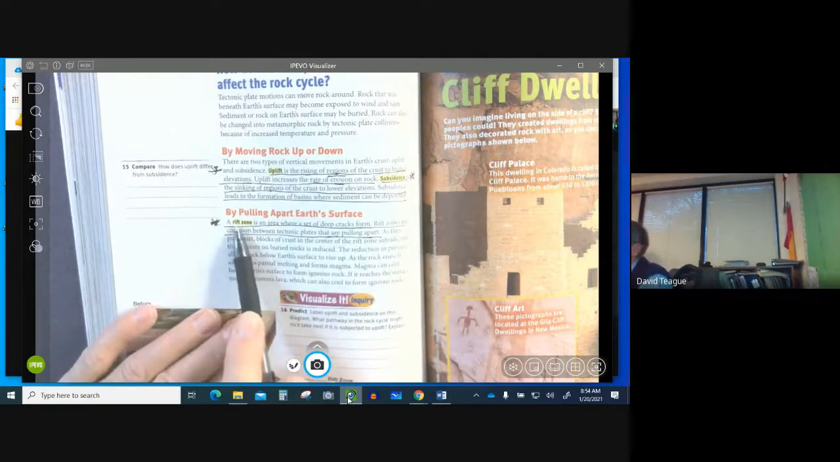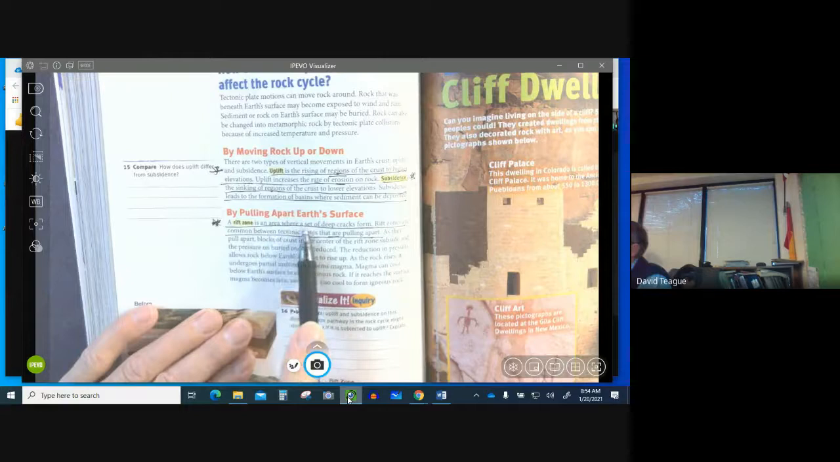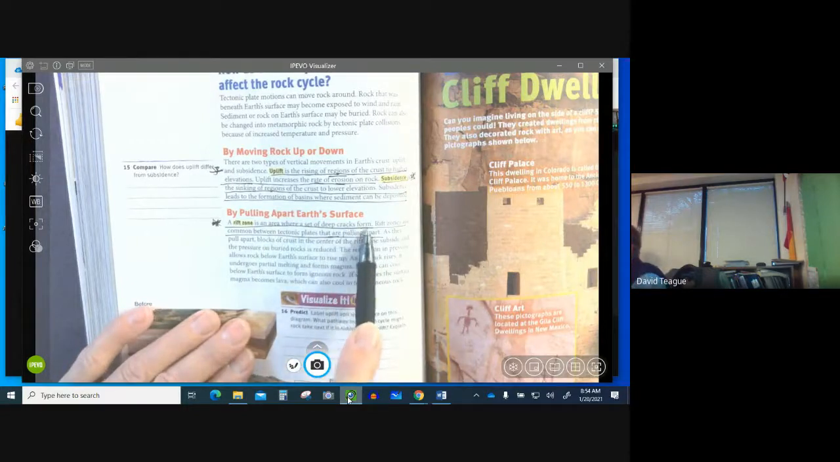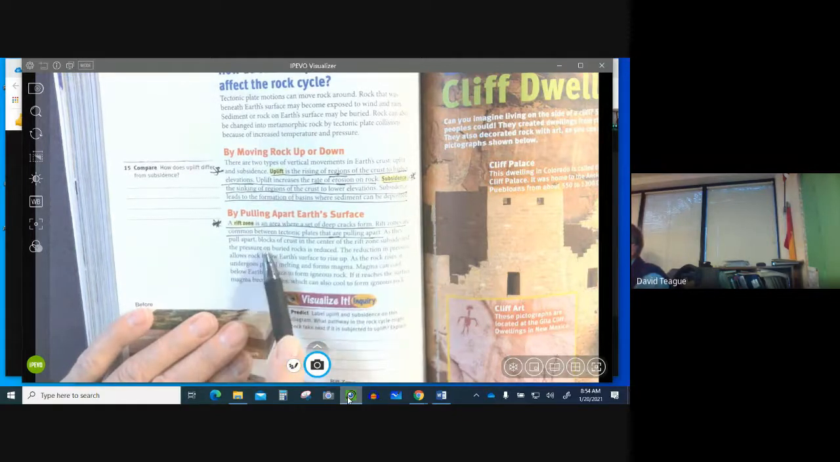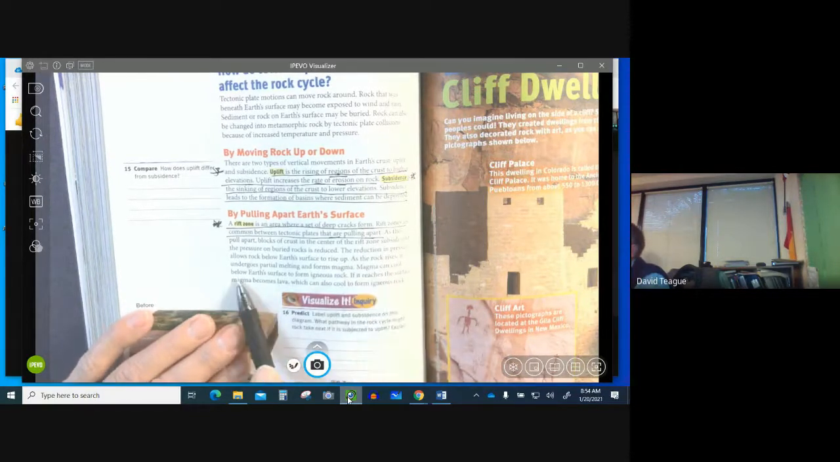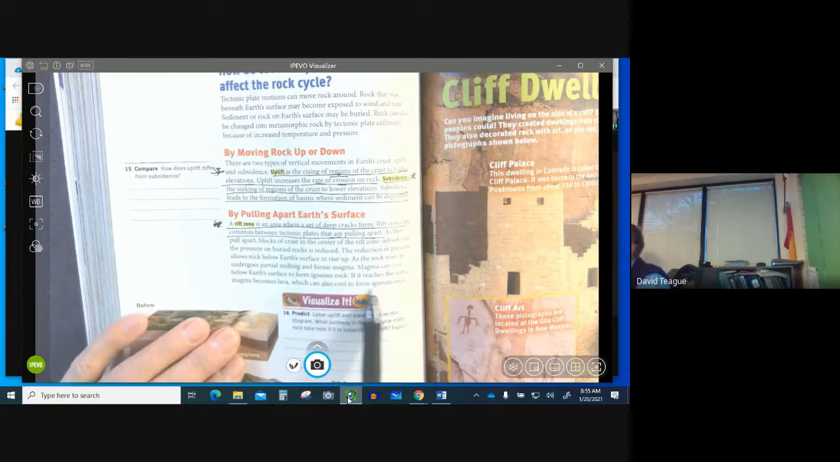A rift zone is an area where a set of deep cracks form. Rift zones are common between tectonic plates that are pulling apart. As they pull apart, blocks of crust in the center of the rift zone subside and the pressure on buried rocks is reduced. The reduction in pressure allows rock below Earth's surface to rise up. As the rock rises, it undergoes partial melting and forms magma. Magma can cool below the Earth's surface to form igneous rock. If it reaches the surface, magma becomes lava, which can also cool to form igneous rock.